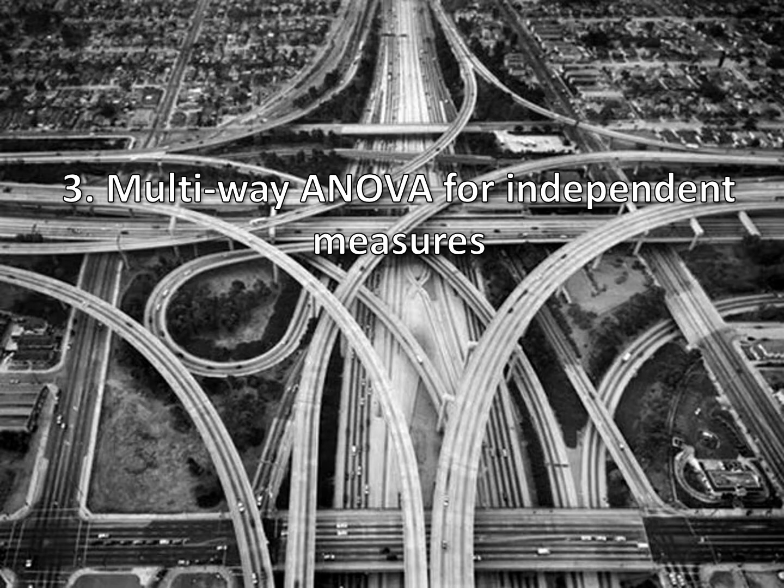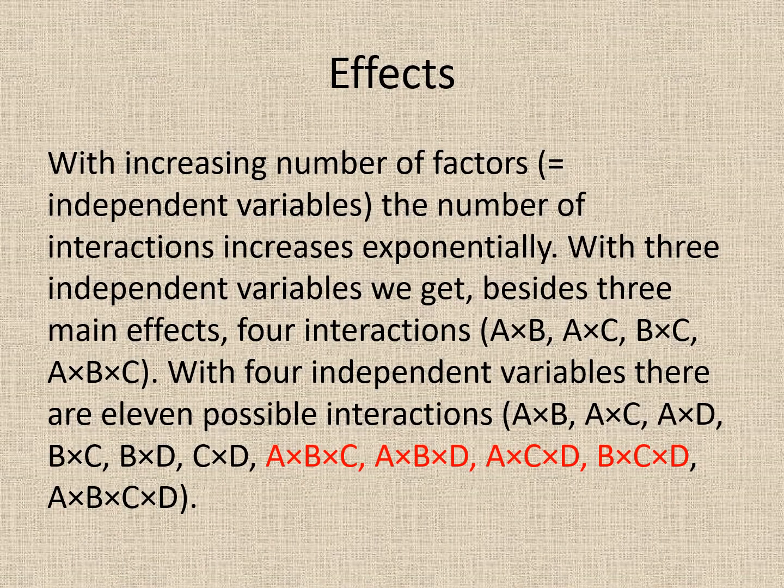If we have two independent variables, as we looked, then you get two main effects and one interaction. One two-way interaction. Two-way interaction because it's the interaction of two independent variables. If we have three independent variables, A, B, and C, then we get three main effects, one for each independent variable. We get three two-way interactions, A by B, A by C, B by C, and one three-way interaction, A by B by C.